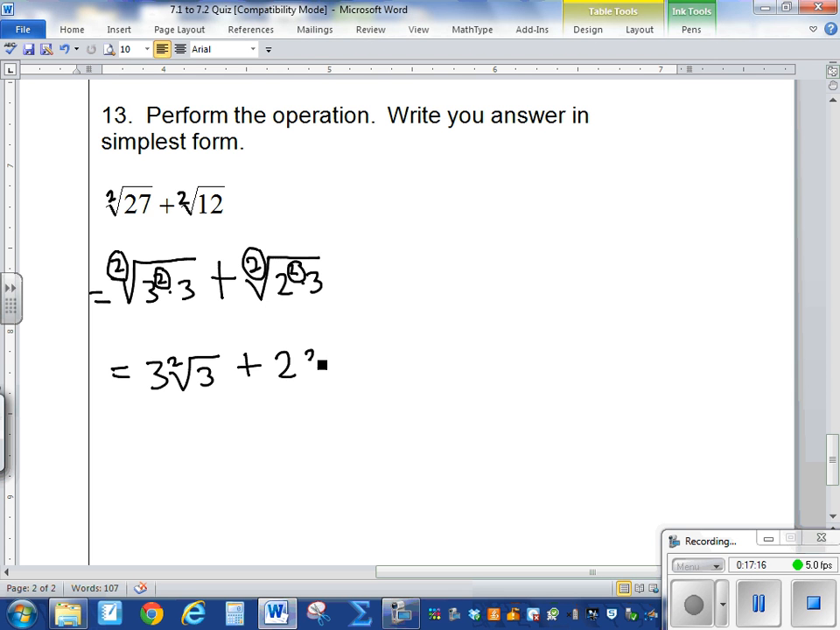Second root of 3. We now have like terms again. We have 3 of these things plus 2 more of the same thing. That means you have 5 of the same thing. So it's going to be 5 root 3 again. And that is your quiz.